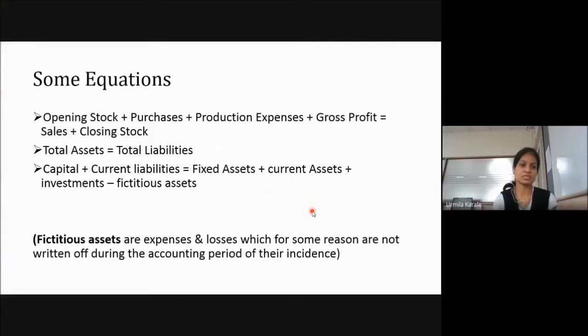When we are talking about profitability ratios, we are specifically talking about the profit of the company. As a finance student, we know there are so many different variations of profit. Gross profit may be quite different, net profit may be quite different, operating profit may be quite different. These are some equations which we have seen. These equations will help you in preparing your balance sheet from the ratio.